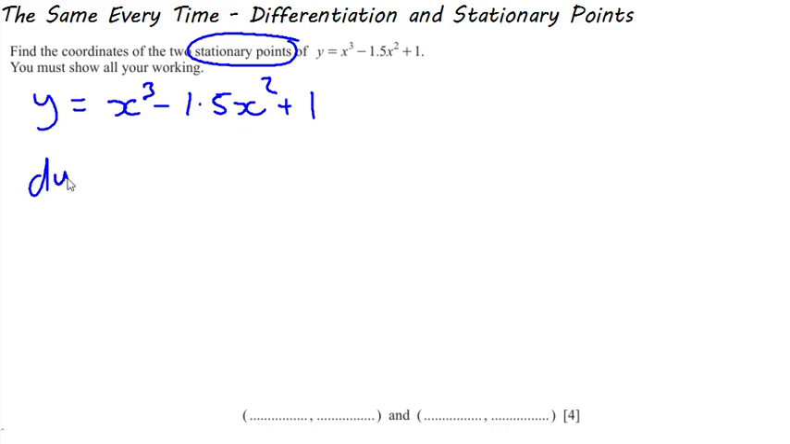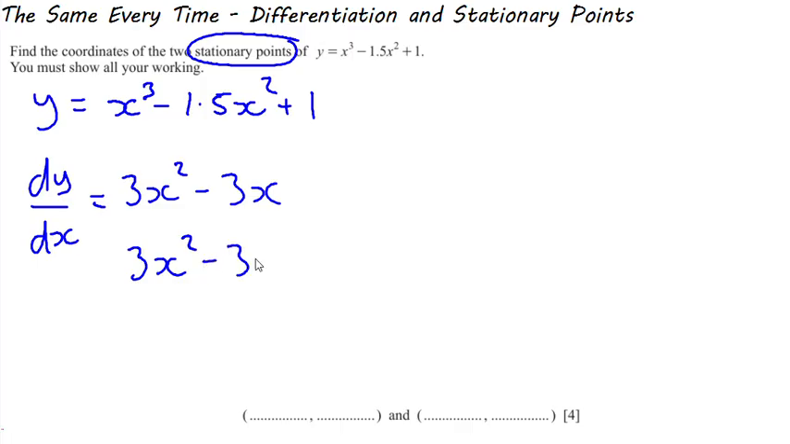So as soon as you see stationary points written in there, you do dy by dx: multiply by the power and decrease the power by 1. Multiply by the power, so negative 1.5 times 2 is negative 3. Decrease the power by 1, and the plus 1 on its own, a number on its own, will differentiate to make 0. So we must put our differentiated function equal to 0, and then we solve to find x.